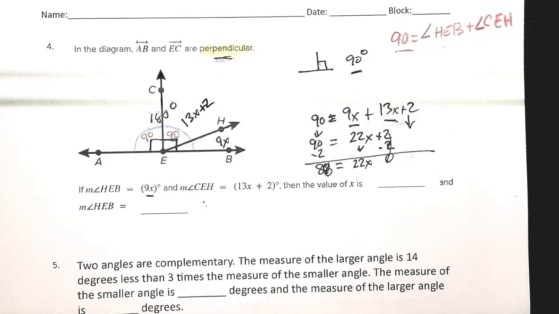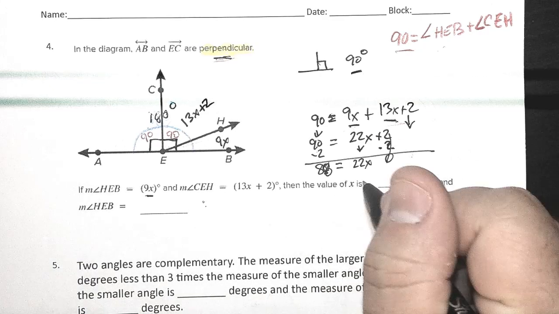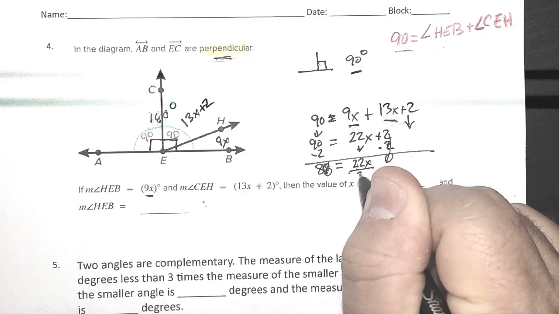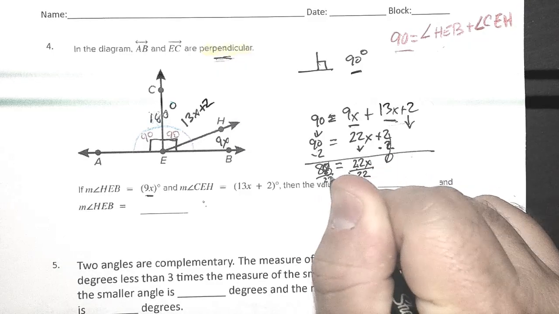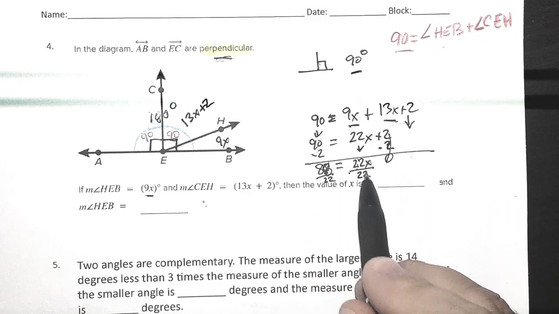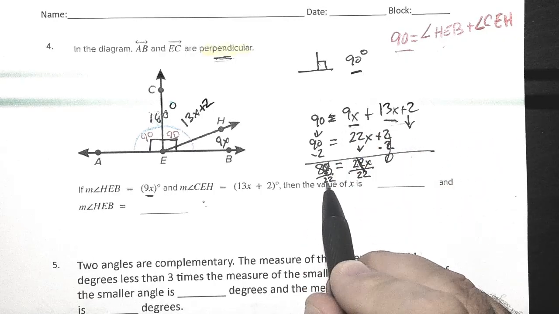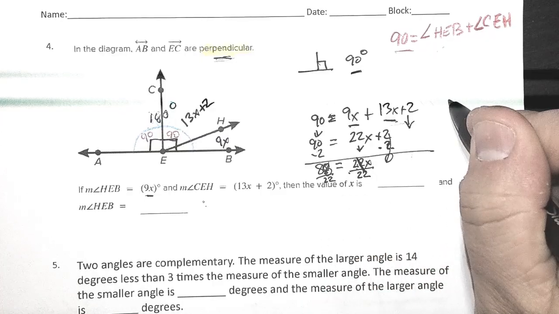Okay, so now we have 88 equals 22x. This is multiplied, 22 times x, so we need to divide. We do the opposite, so these cancel over here. 88 divided by 22 is 4. So let me just write that over here.